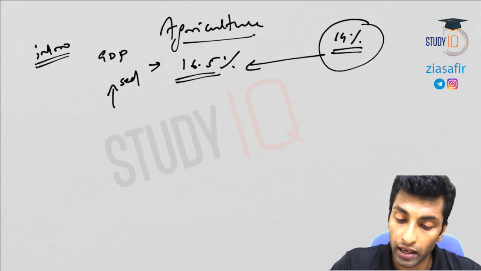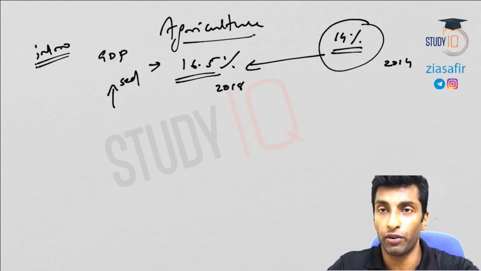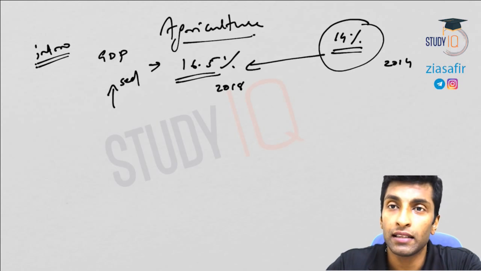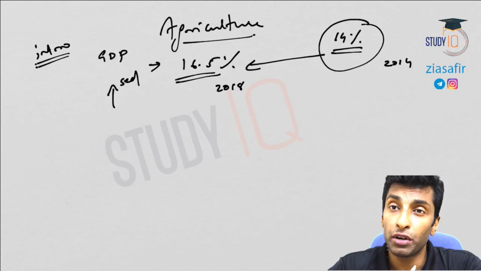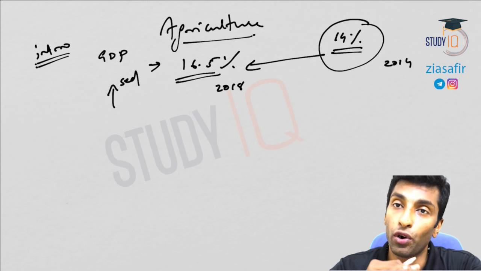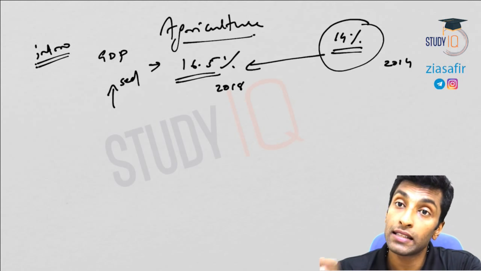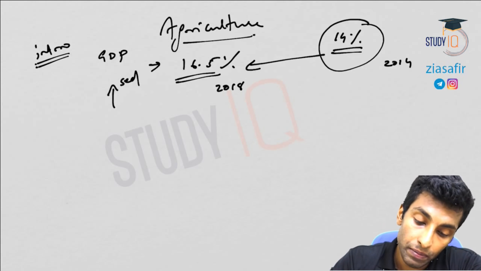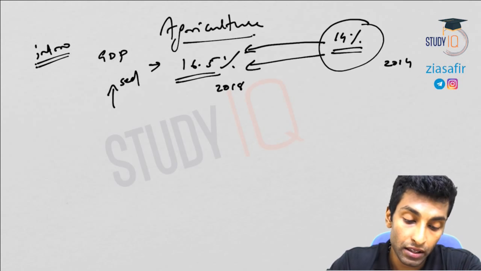See here it is 14, that is in 2014. Now in 2018, when I am saying it is 16.5, it doesn't mean that the contribution of agriculture as a percentage of GDP increased. Contribution of agriculture as a percentage of GDP has consistently decreased, and it will always decrease, and it has to happen, because the share of agriculture has to come down and other sectors have to increase. It is because the other sectors' share is increasing. See here, the increase is because of the change in methodology. Okay, there was a change in methodology.